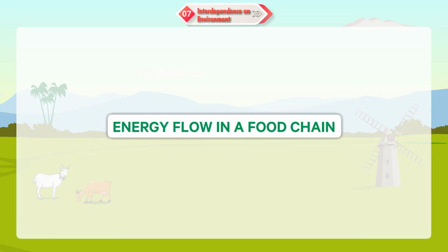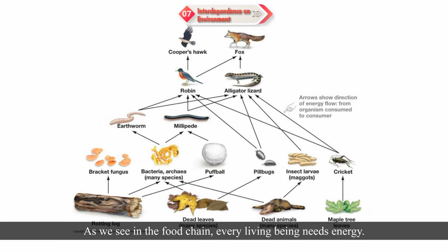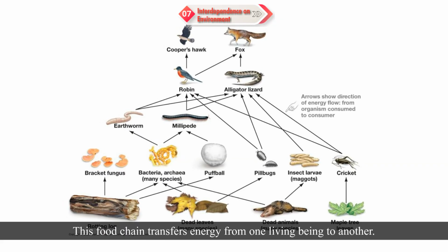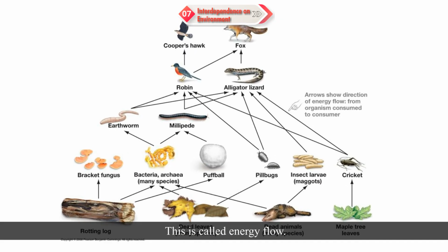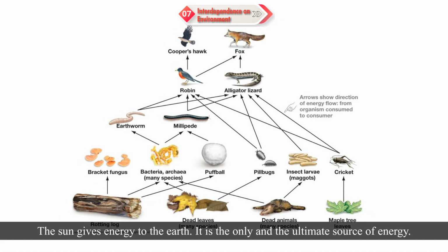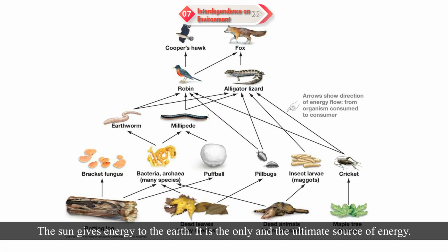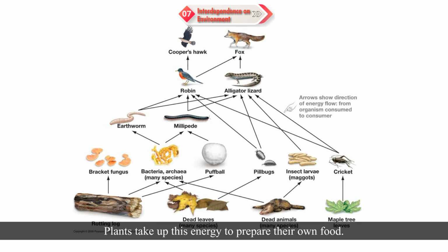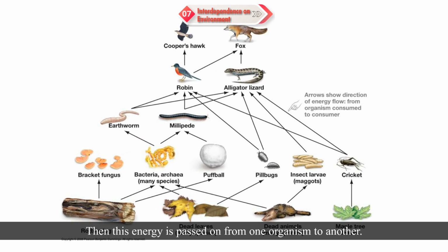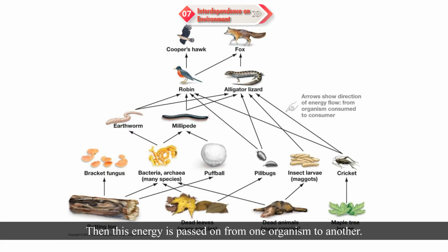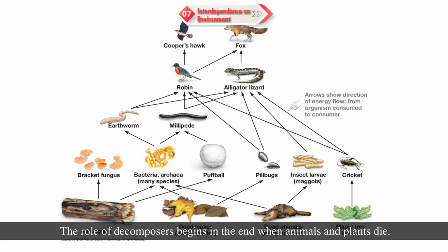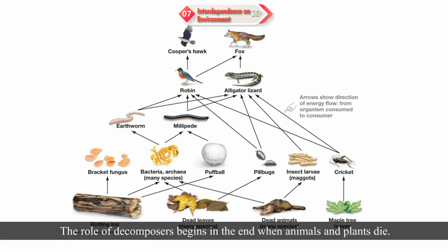Energy flow in a food chain. As we see in the food chain, every living being needs energy. This food chain transfers energy from one living being to another. This is called energy flow. The sun gives energy to the earth. It is the only and the ultimate source of energy. Plants take up this energy to prepare their own food. Then this energy is passed on from one organism to another. The role of decomposers begins in the end when animals and plants die.